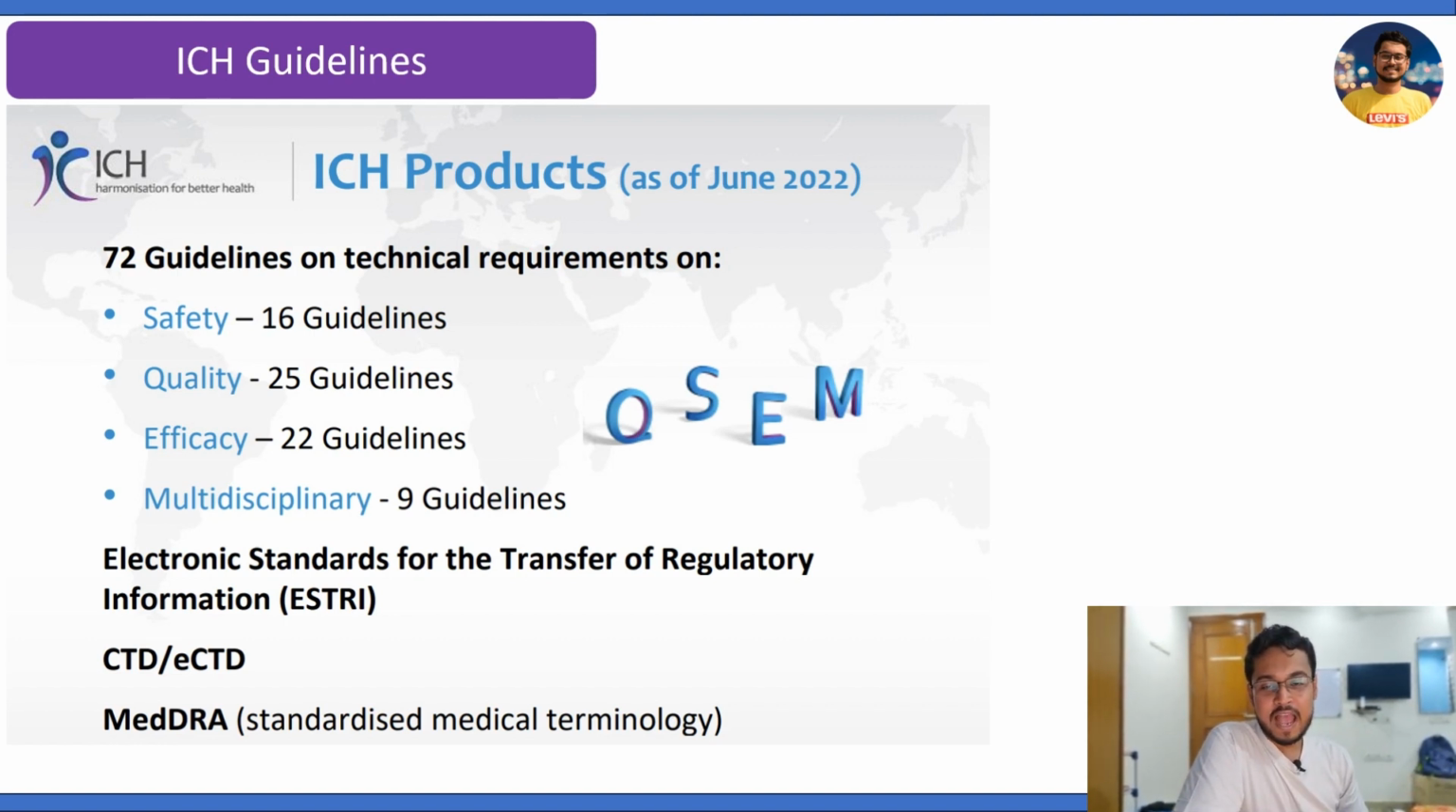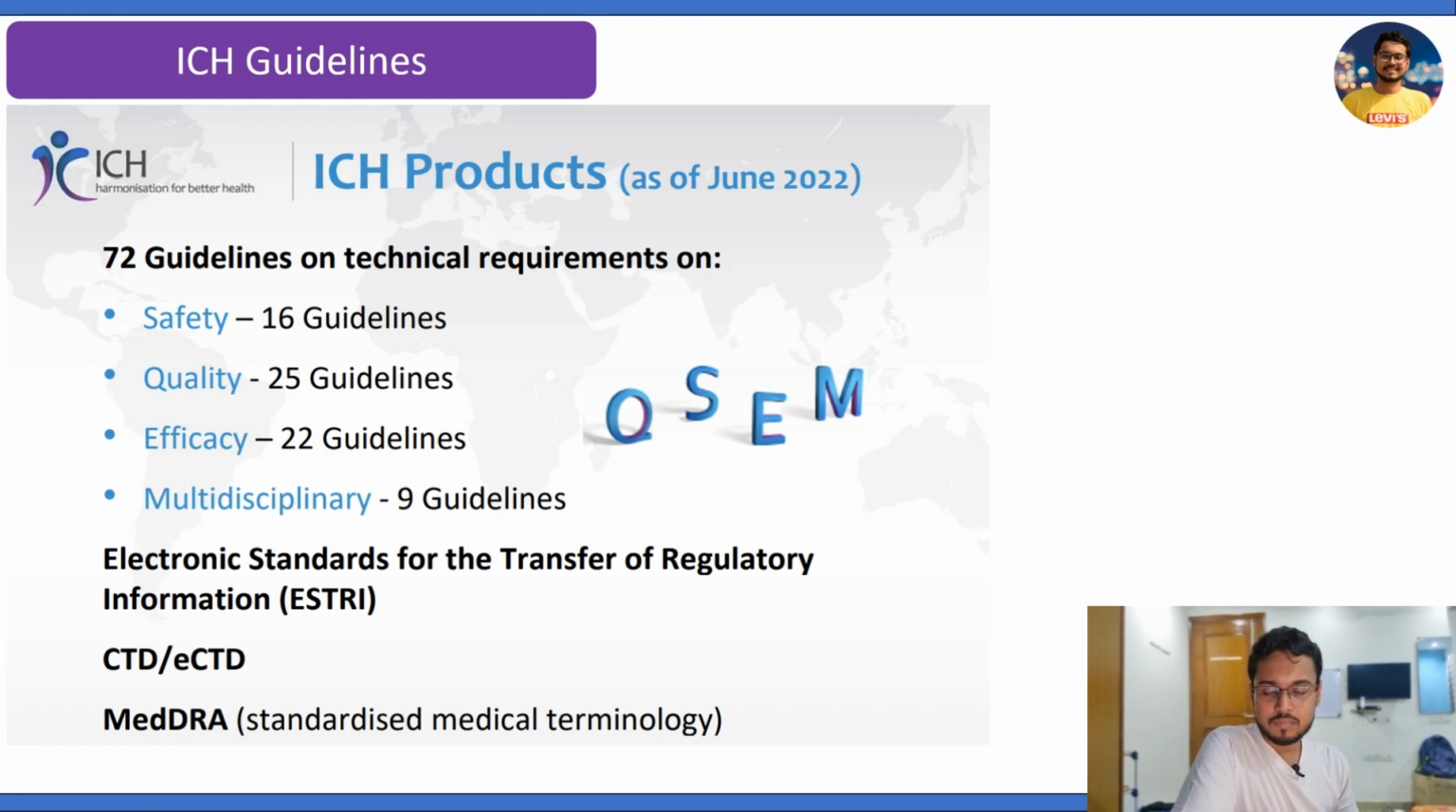Along with this, there are other products also. For example, ICH has electronic standards for the transfer of regulatory information, that is ESTRI, and also the CTD and eCTD. And this is nothing but a dossier. If I have to explain briefly, a dossier is nothing but a book where everything regarding a particular drug product will be given. For example, it's clinical, non-clinical data, formulation data, analytical data, batch manufacturing record, scale up record, everything is combined into a dossier. So I'm going to cover this dossier in detail in my upcoming video.